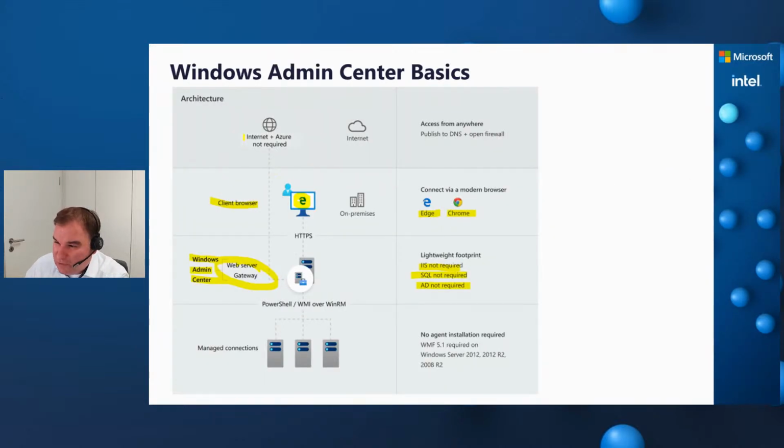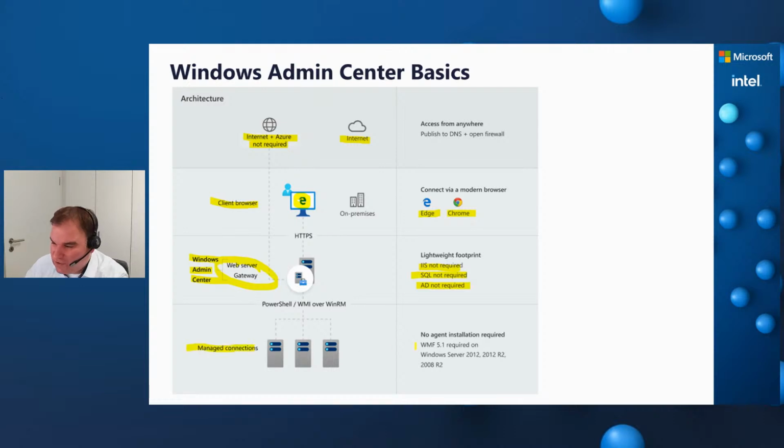It's possible to publish this Windows Admin Center for external access to the internet. So you can have a secure connection from external to your Windows Admin Center instance, but this is not required. The Windows Admin Center is a download. It's not included on the Windows Server installation media, but it's a free download, so we don't have to buy a license. It's included in our Windows Server licensing, so we don't need any additional license.